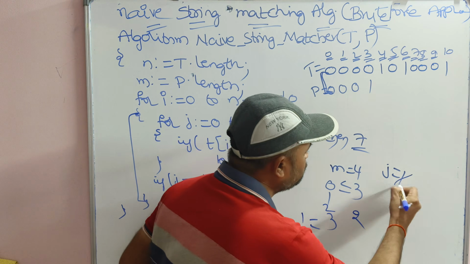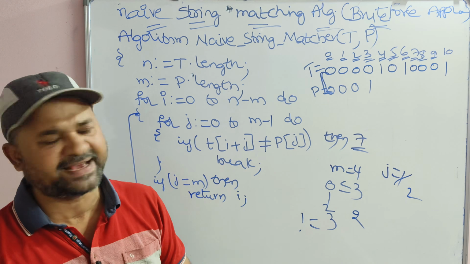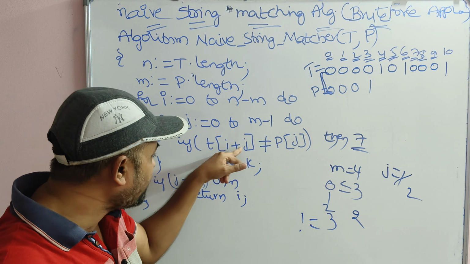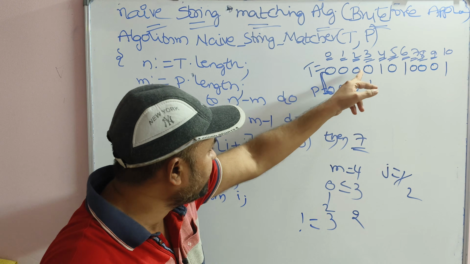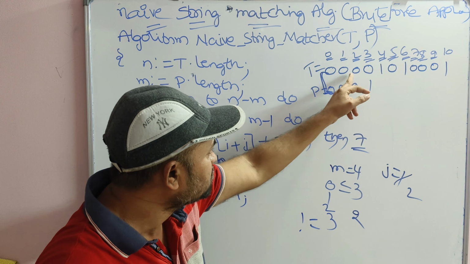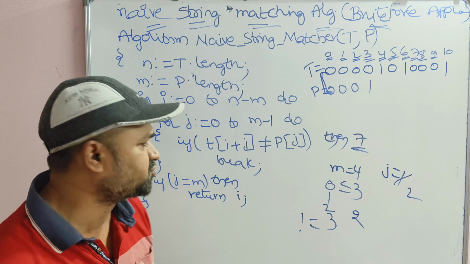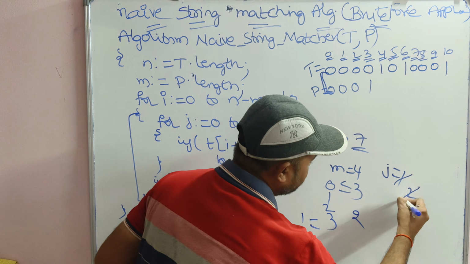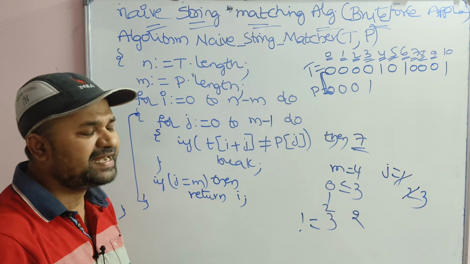So now what is j value? 2. 2 less than or equal to 3. Yes, condition is true. If t of i plus j, 0 plus 2, 0 plus 2 means 0, not equal to p of 2. P of 2 means this one. So 0 not equal to 0, so this is also false. Next what will happen? j plus plus. j will become 3. 3 less than or equal to 3.